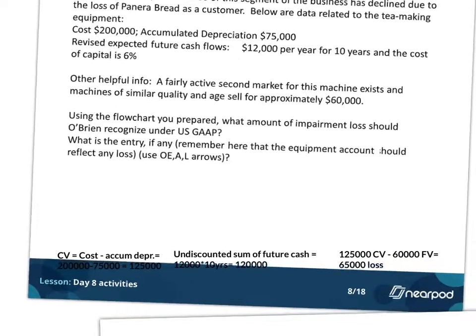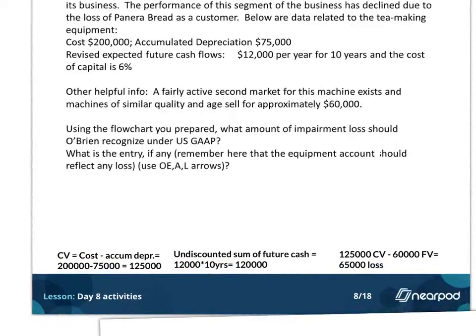Okay, so if I had to come up with the entry here, I'd think about the fact that I know I need to record a loss, so this is going to be OE down, which I'm just going to put a minus because I don't have arrows on my iPad that I can find right now. We'd call that an impairment loss or a loss from impairment. I'm going to say impairment loss because it's fewer letters. We calculated that to be $65,000, so that's part of my entry.